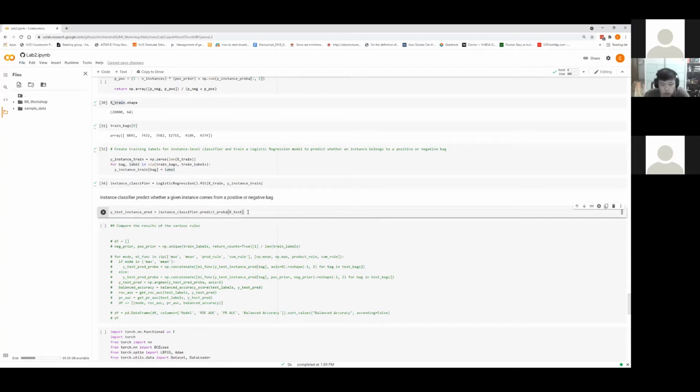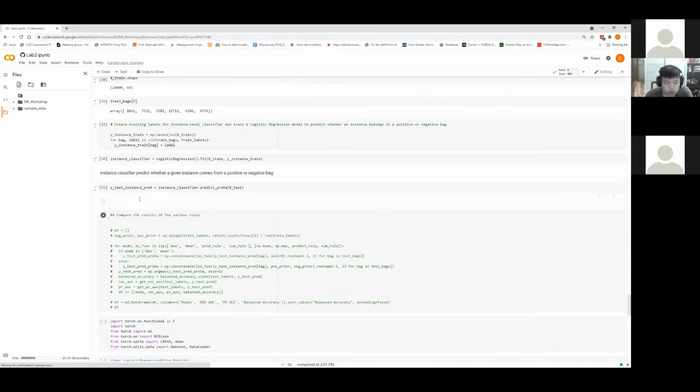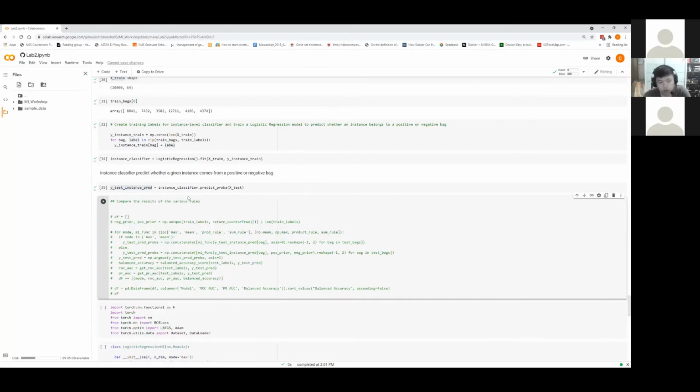So what this will do is output the following. If you run this and print the value of this y test instance, it contains the probability of each instance belonging to the positive or negative bag. For the first instance here, we see that it has a 64% chance of belonging to the negative bag and a 35% chance of belonging to the positive bag. Of course, this alone is not enough, and we need to combine it with the product rule or sum rule.